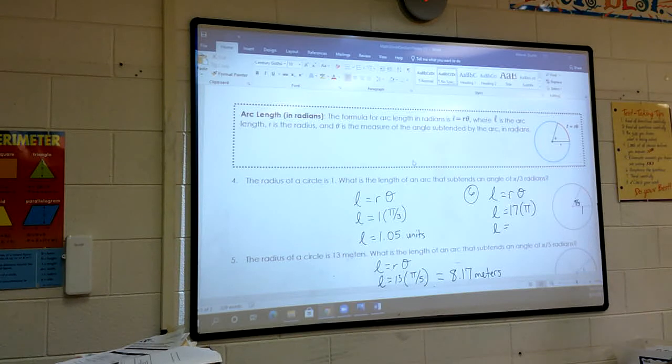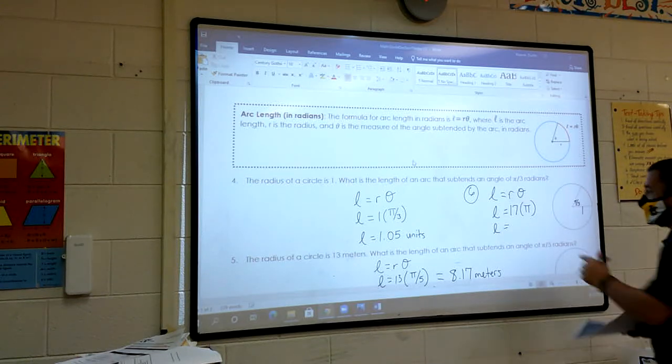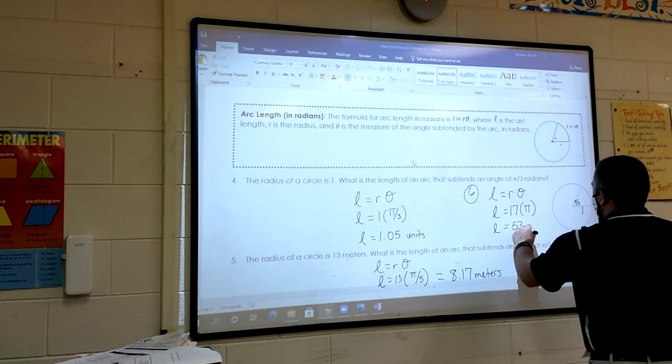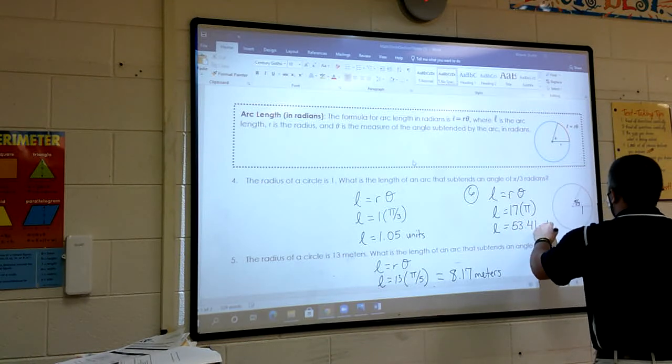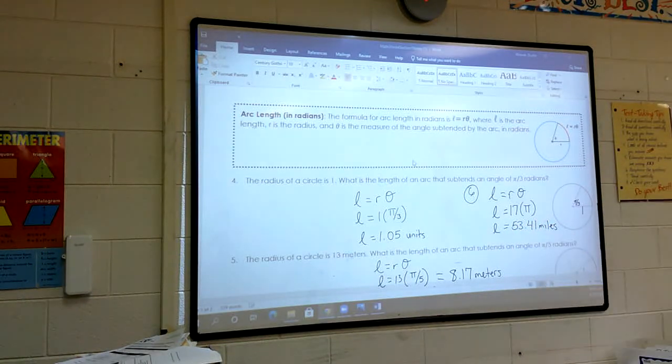And we get 53.41, and that's in miles. So 53.41 miles would answer number 6. And all of those show you a circle with it, so you can see the circle as well as you're going through the problem. Does anybody have a question on that?